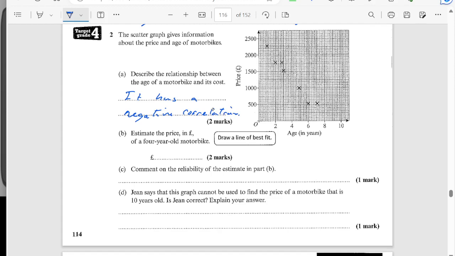Estimate the price in pounds of a 4-year-old motorbike. So we're going to draw our line of best fit. Again, I've got my ruler. I can't really show it very well in this program. I'm using a PDF viewer, so I'm just doing it on my screen with the ruler. So that's going to be roughly my line of best fit. Estimate the price in pounds of a 4-year-old motorbike. At 4, I go up to my graph, and then I go across. That looks pretty much flat bang between 1,000 and 1,500. So I'm going to go 1,250.